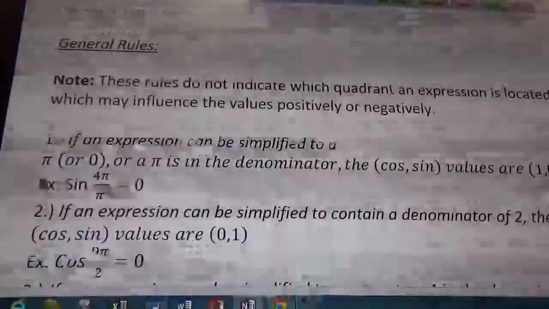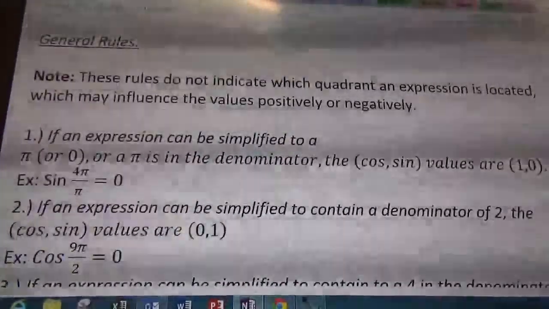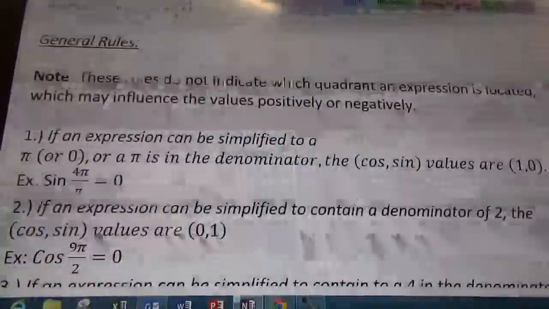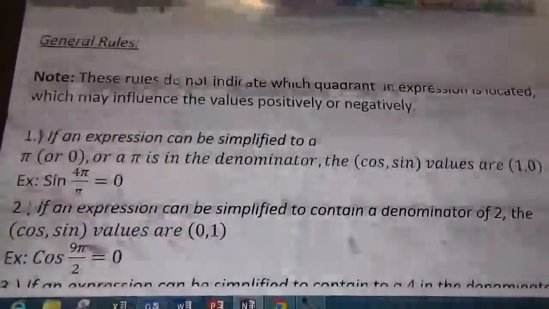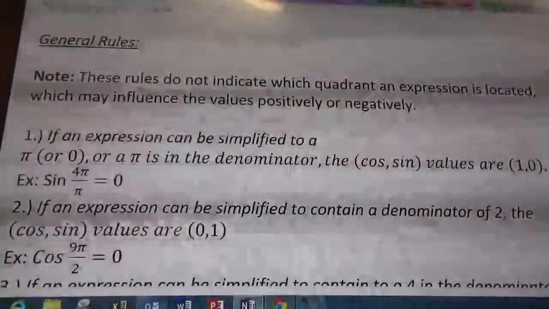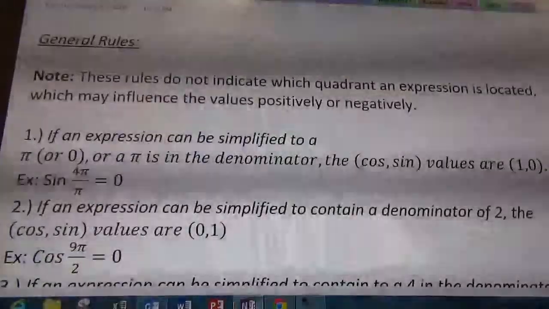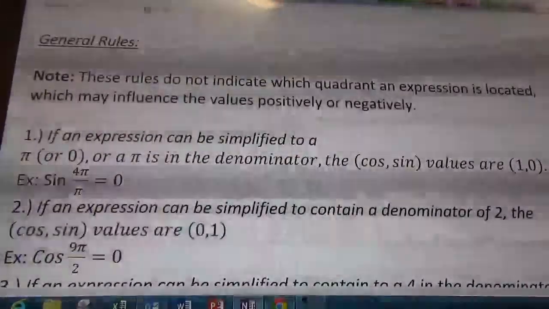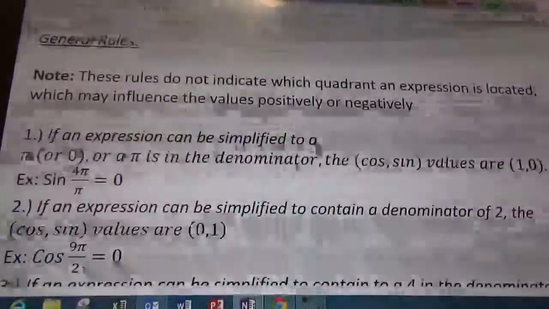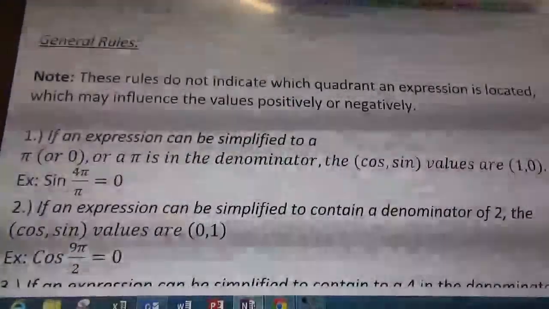Here we go. If an expression can be simplified to a pi or a 0, or a pi is in the denominator, the cosine sine values are 1, 0. Example, sine of 4 pi over pi equals 0. The cool thing about this one is that you can tell whether the cosine is positive or negative. An even numerator coefficient indicates a positive cosine value, while an odd numerator coefficient indicates a negative cosine value.